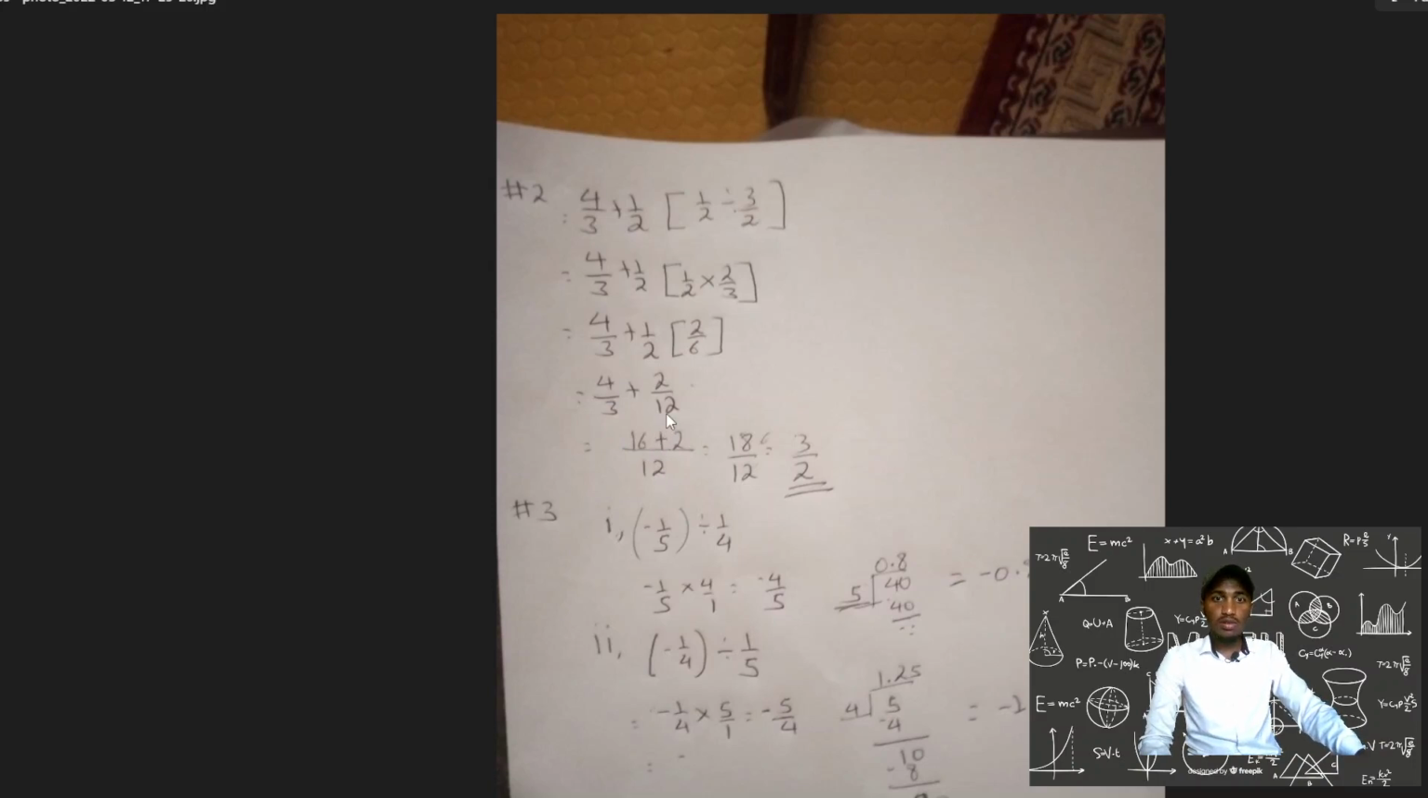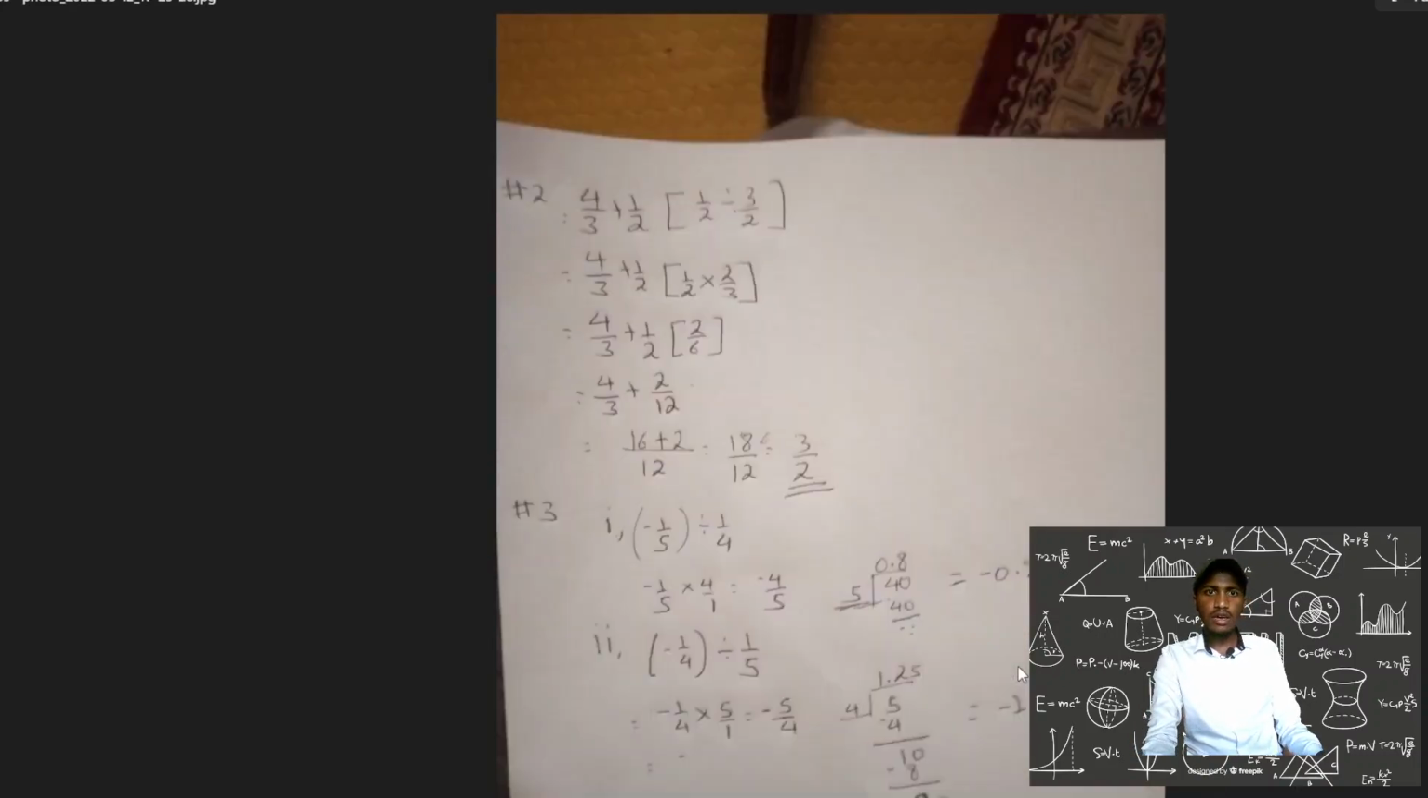So 16 plus 2 over 12. 16 plus 2 is 18. So 18 over 12. When you simplify 18 over 12 by 6, 3 over 2. So the answer is 3 over 2. The simplified form in question number 2 is 3 over 2. Okay, this was question number 2, right?